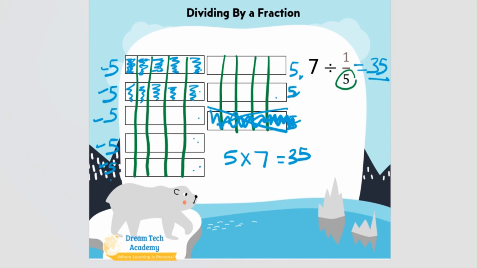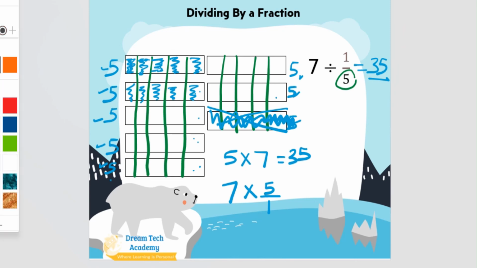Now let's check our answer with the calculation. So my step said keep your first number, so that's 7. Use the inverse operation of division, so that's multiplication, and flip the second number. So 1/5 flipped on its head would be 5/1. So now let's go ahead and calculate.